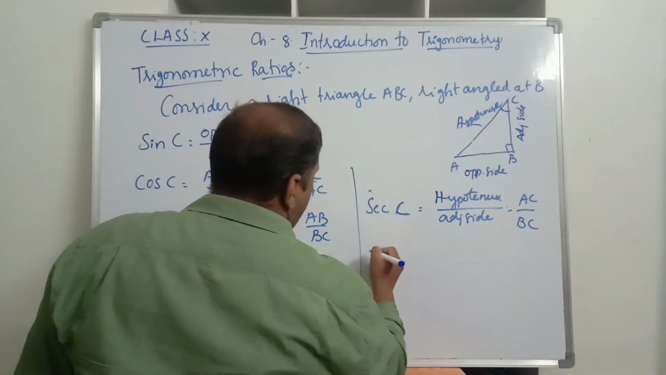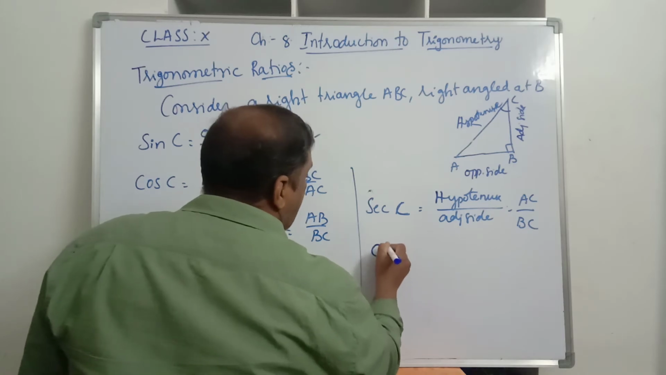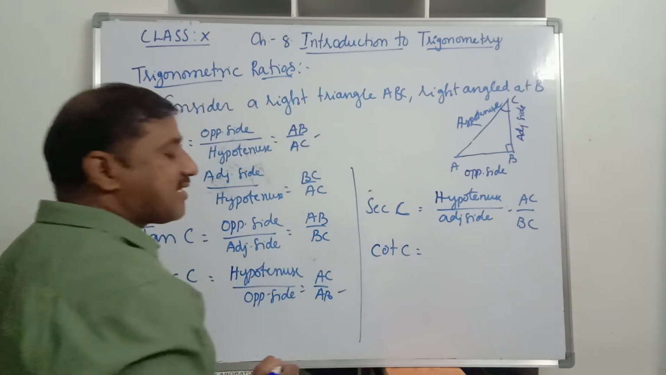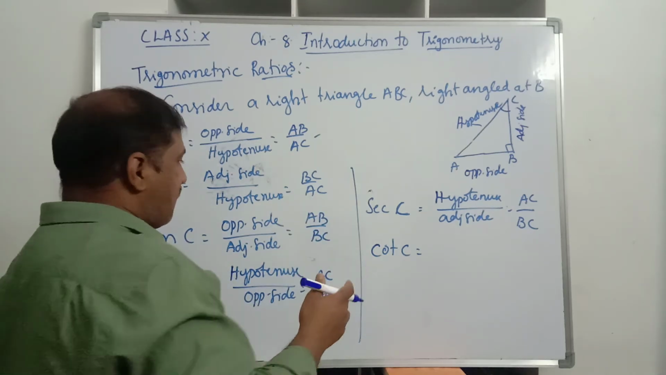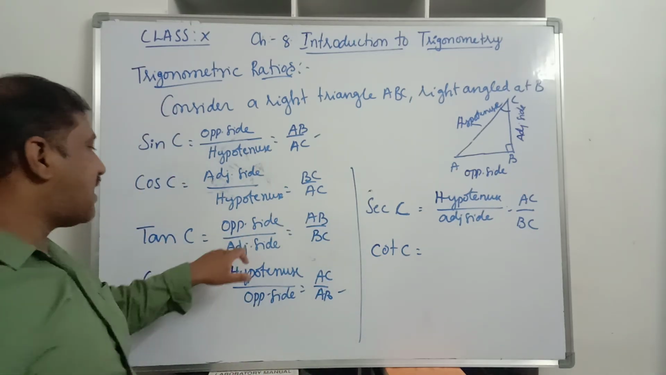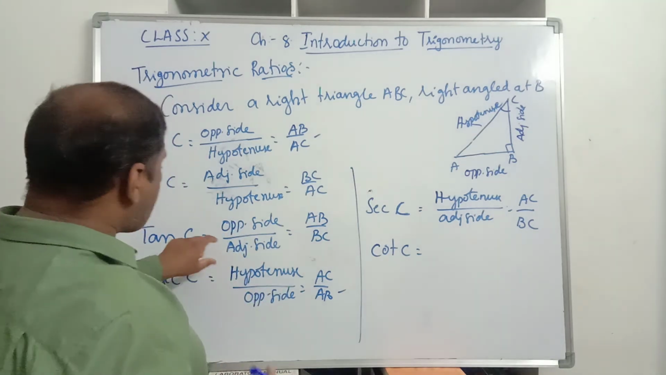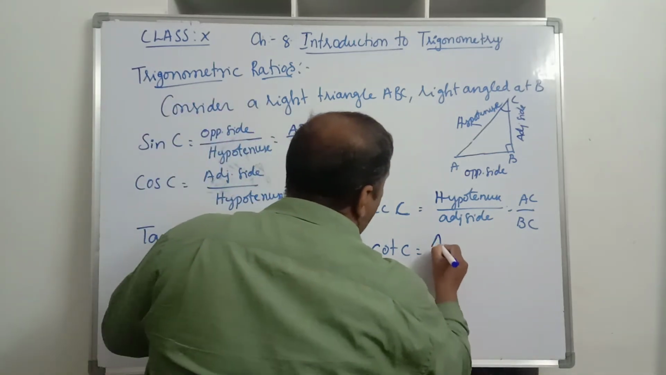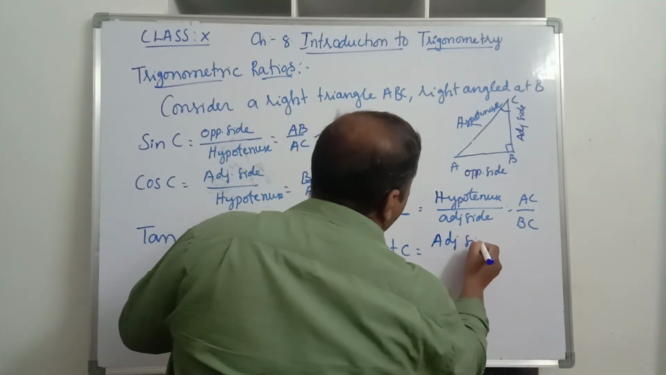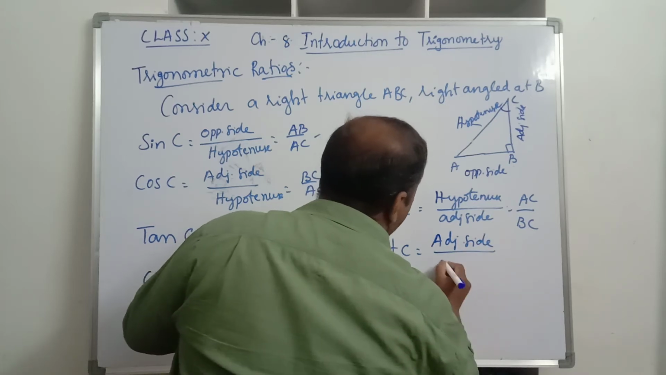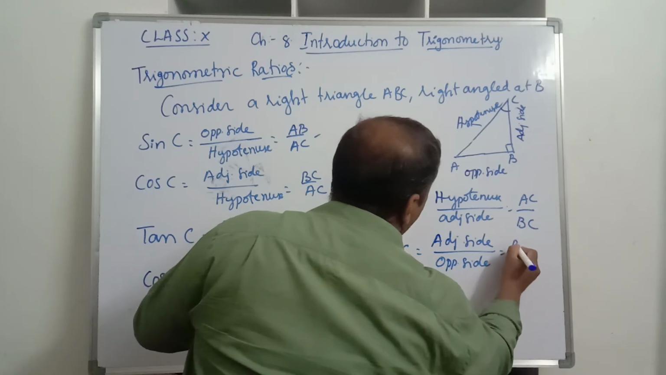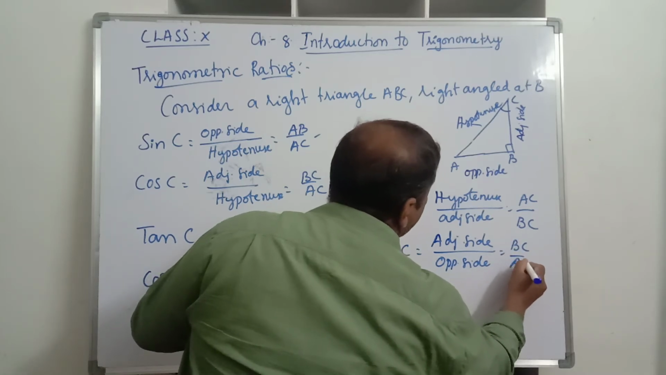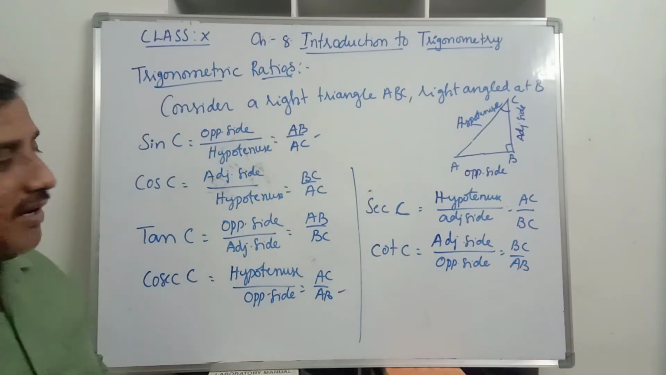Now the last ratio is cot C, for angle C. Cotangent is the reciprocal of tan C, where tan C is opposite side by adjacent side. The reciprocal of this will be adjacent side divided by opposite side. Adjacent side is BC and opposite side is AB. Therefore it is BC by AB.